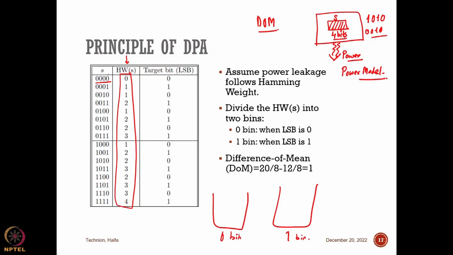Do you understand the claim? The claim is that the Hamming weight of S is dependent upon the LSB of the state S. What is the LSB of the state S? It is these values, right? These are the LSBs of the state S.